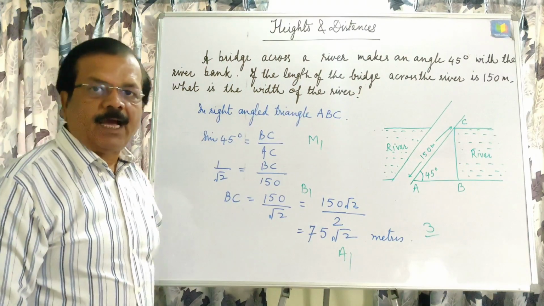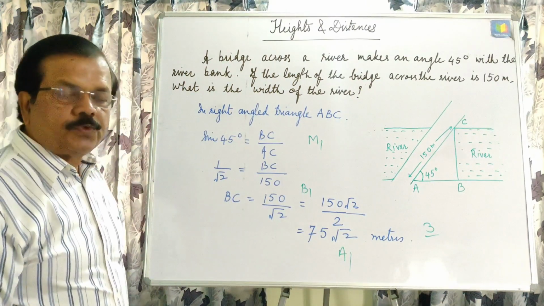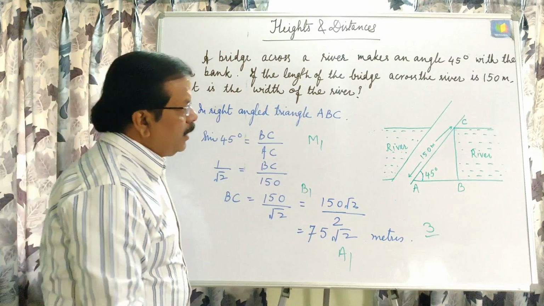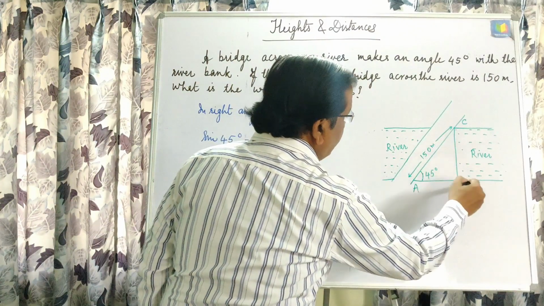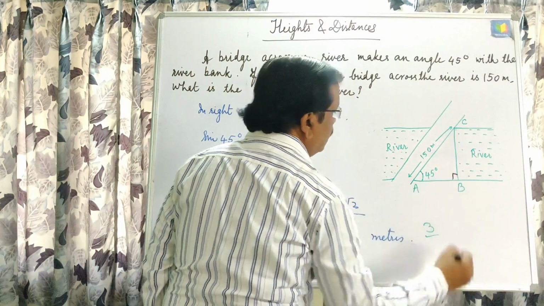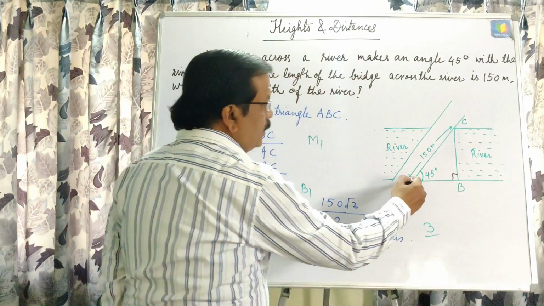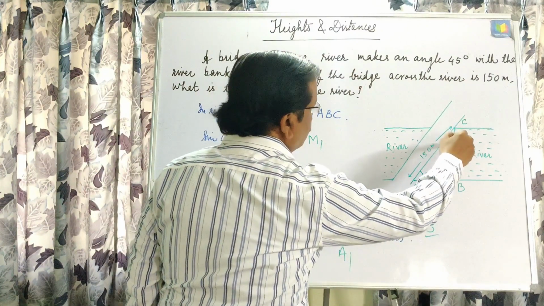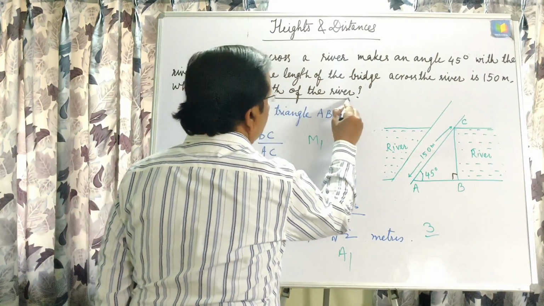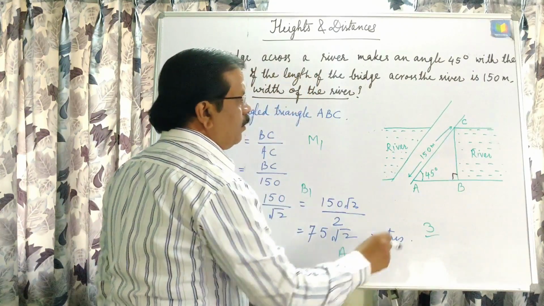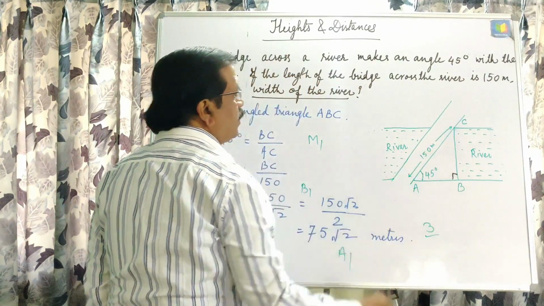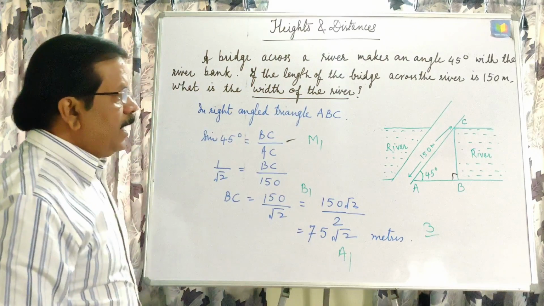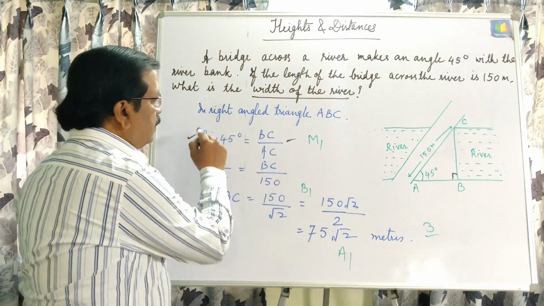What should be our aim in heights and distances? We should try to find a right angle triangle in the figure. Here you can see this is a right angle triangle because this will be 90 degrees. So in this right angle triangle, using the sine formula, the ratio of sine, because we have to find the width of the river, meaning this value we have to find, BC upon AC is equal to sine 45 degrees, and obviously this is the method mark.